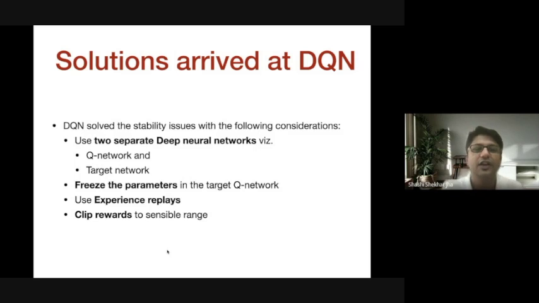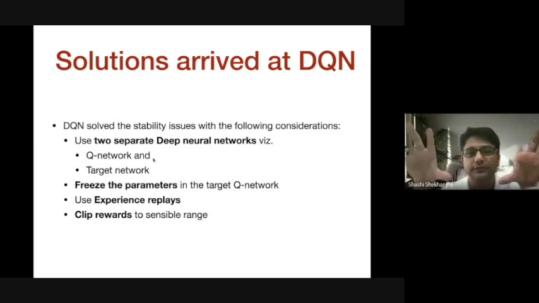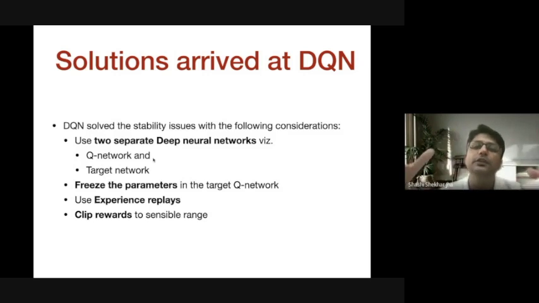Okay. So in order to solve these stability issues, the first thing they did is they created two separate deep neural networks. Whatever deep learning architecture I showed you, they created two copies of that network. Same input, same output, two copies. The first copy, the main copy, they call the Q network, which is their learning network, which they are trying to train and learn. The second copy, they call a target network.